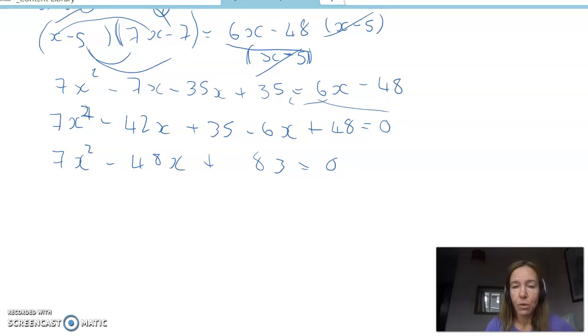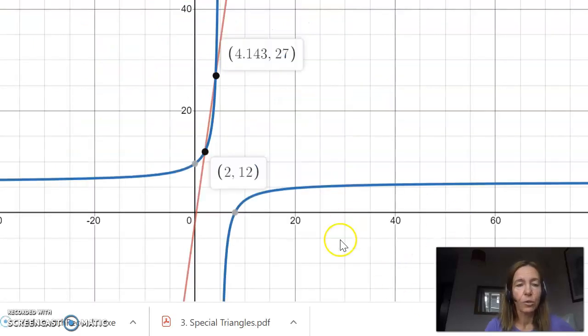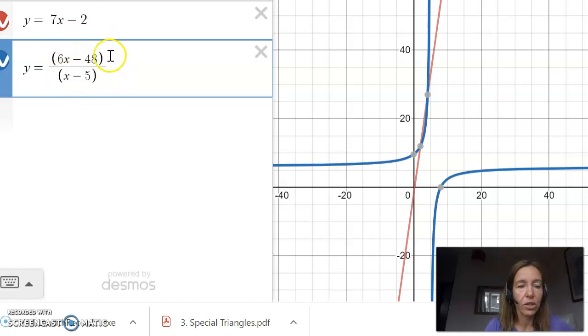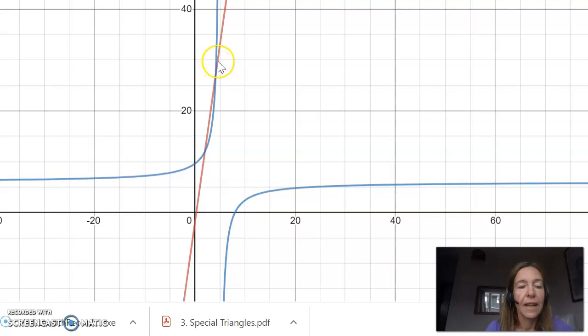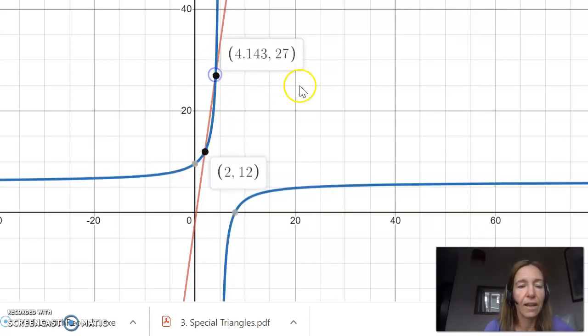Or if you go into Desmos, as we have been doing, and you put in the straight line, which is this red one over here, I'll just show you. I just put in the two equations. Don't forget your brackets. And as you can see, it cuts there and it cuts there. So you can actually have the 2 points. So it's 2, 12, and 4.143, 27. So those are the 2 points where my lines intersect.